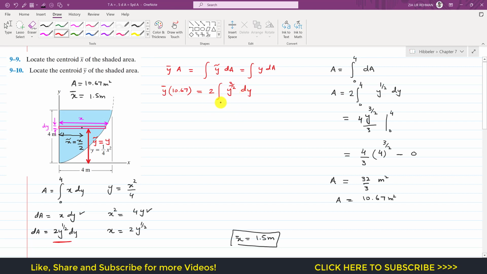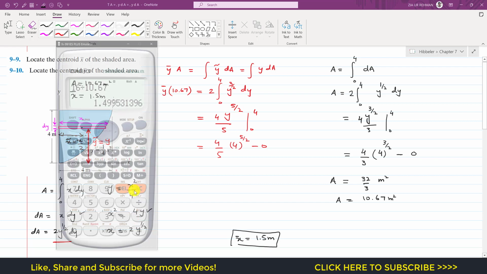Now we can integrate this. Again, the integration is from 0 to 4. This is 2 times y to the power 3 divided by 2 plus 1. So this will give us 5 divided by 2, divided by 5 divided by 2. So we can write it as 2 divided by 5, and 2 times 2 divided by 5 will give us 4 divided by 5. So this is 4 divided by 5, and this is from 0 to 4. So this is 4 divided by 5, and 4 to the power 5 divided by 2 minus 0.